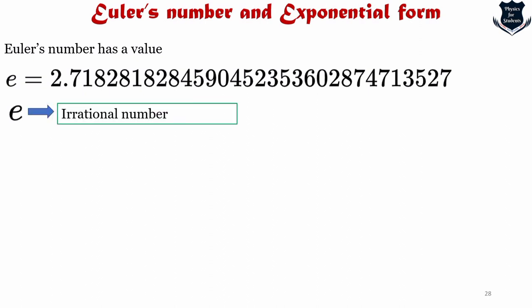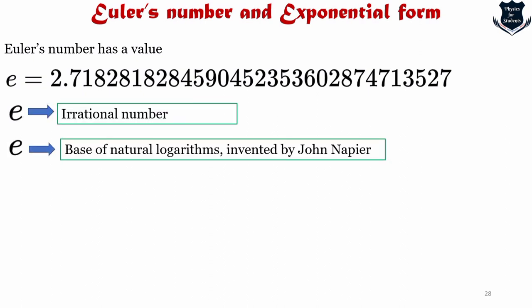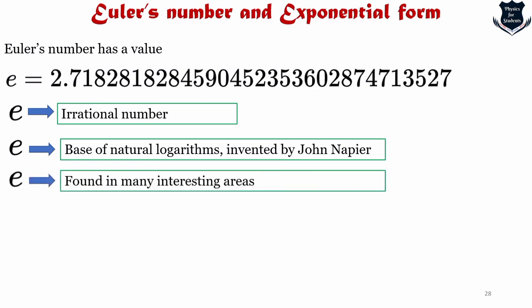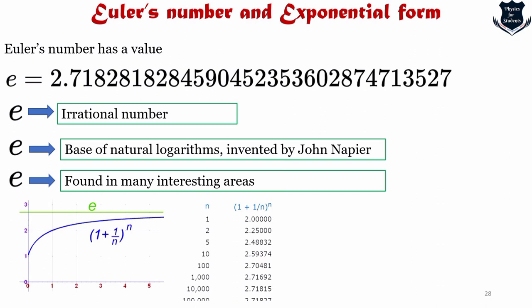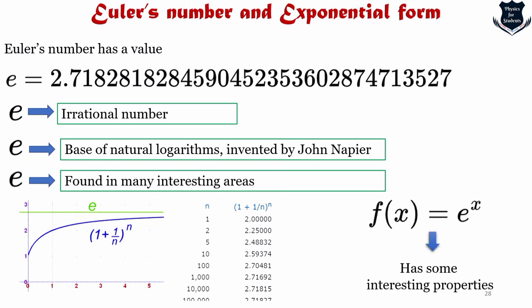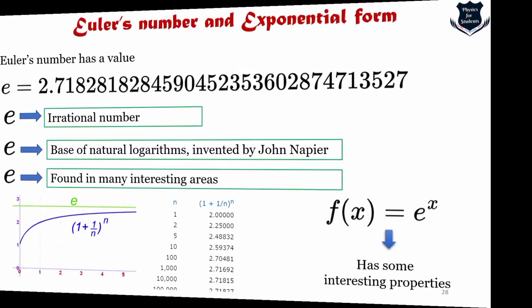Euler's number has a weird value like this, and from here we can find that e is an irrational number. It is the base of natural logarithms, invented by the famous John Napier, and is found in many interesting areas. If you really want the value, it equals 2.718281... then there is a plot which I have not mentioned. You can further calculate this. However, it has some interesting properties. What are those properties? In order to know, you have to go back to my last video on Euler's number, where I have discussed it.